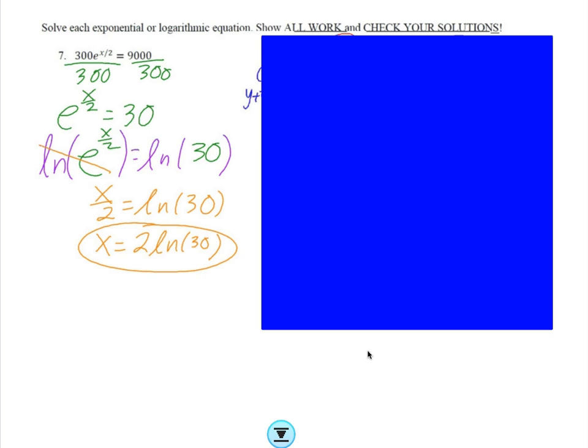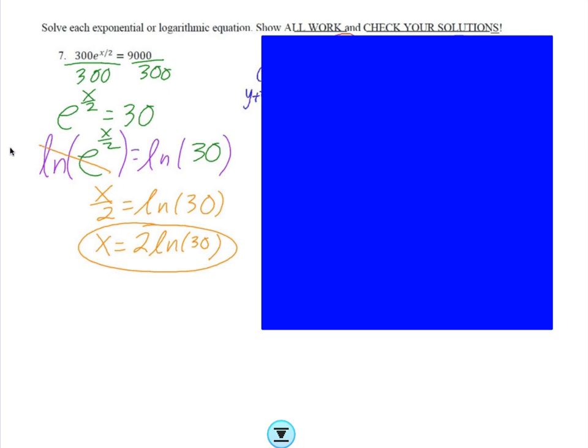Alright, number 7 is also exponential, another e. e to the x over 2 is our exponential that we're going to try to isolate. So we're going to start by dividing both sides by 300. So I get e to the x over 2 is equal to 30, because 9,000 divided by 300 is 30.